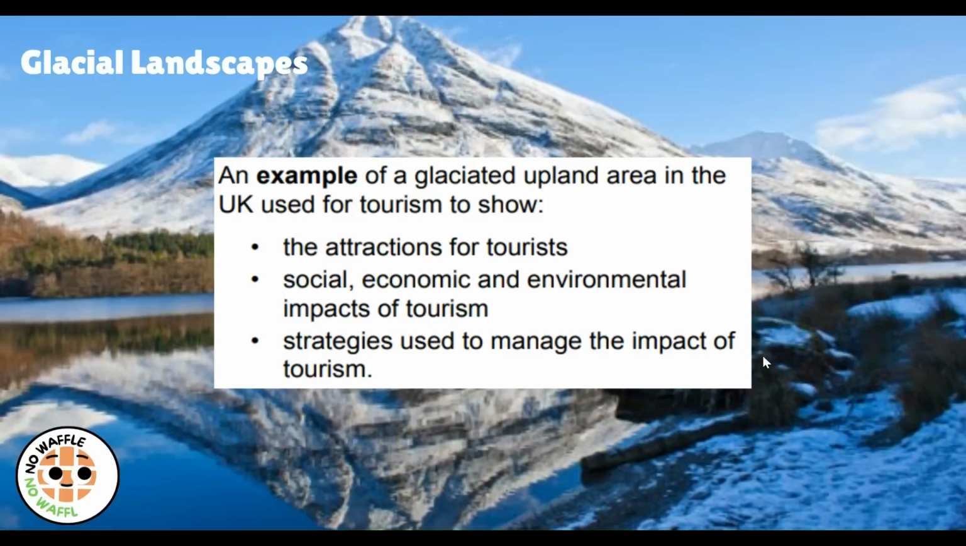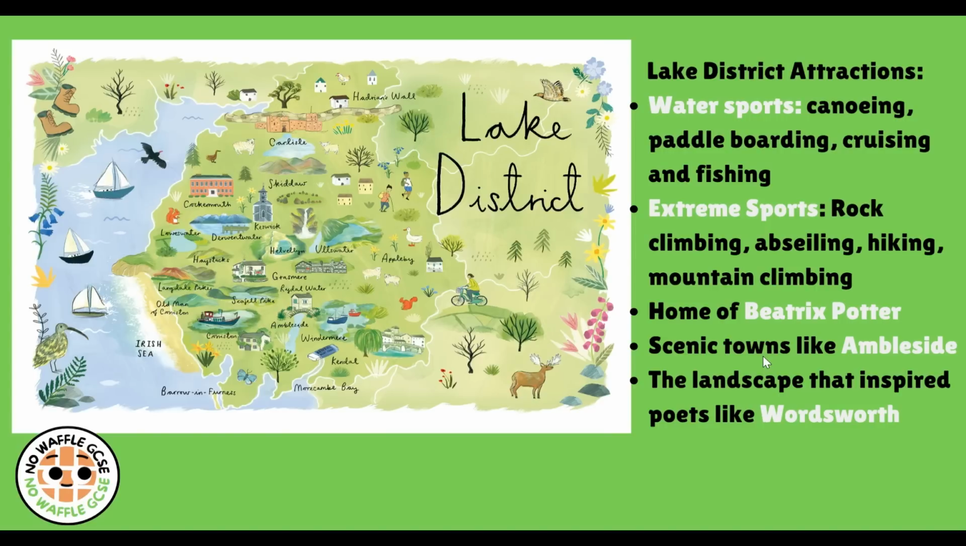We're now going to move on to an example of a glaciated upland area in the UK, which is used for tourism to show what are the attractions, what are the social, economic, and environmental impacts, and finally, what are the management strategies to take care of those impacts. So, firstly, what are we looking at? We're looking at the Lake District.